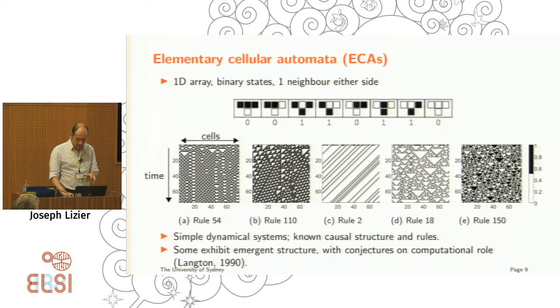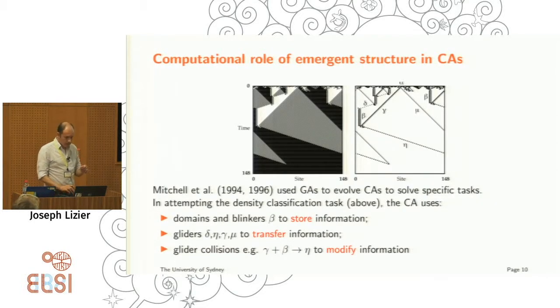They can be a bit hard to pick out here, so let me show you another example that I really like, where it's a bit more clear what the computational role is. This is the result of an experiment that Melanie Mitchell and Jim Crutchfield and company did some time ago, where they used genetic algorithms to breed cellular automata to solve certain specific computational tasks. This task here is a density classification task.